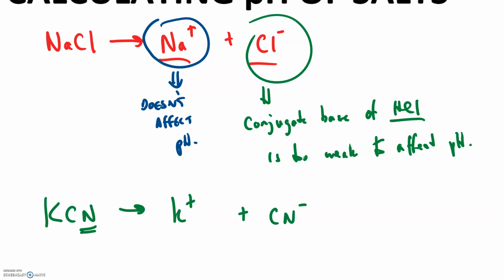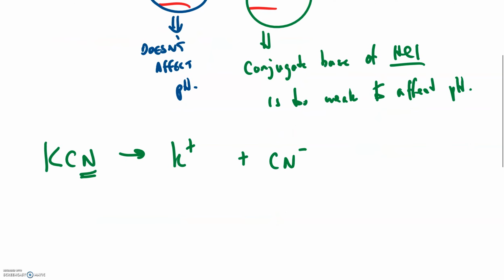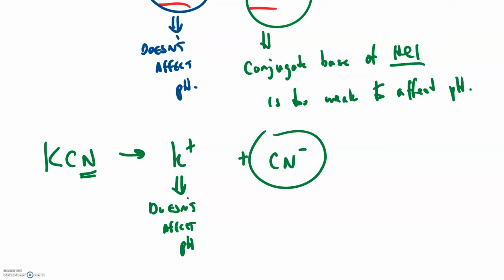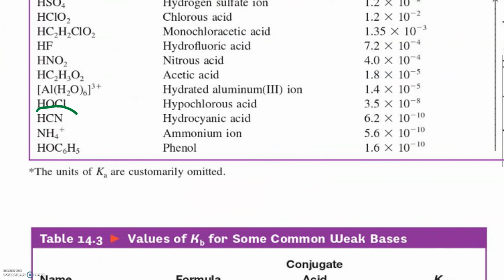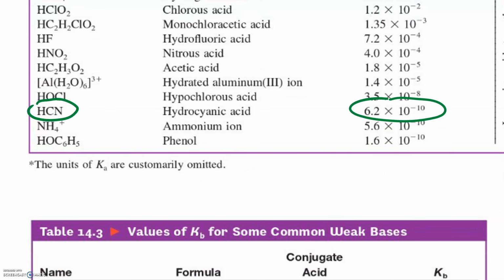If you're wondering where I got this from, it's on your list of polyatomic ions. Now, something like this doesn't affect pH, but this does. Now, how do we know what this is going to do in solution? We know that this is the conjugate base of an acid, of HCN. How do I know? Because I have a table, and here it is right here. It's called hydrocyanic acid. It has a Ka of 6.2 times 10 to the minus 10th.